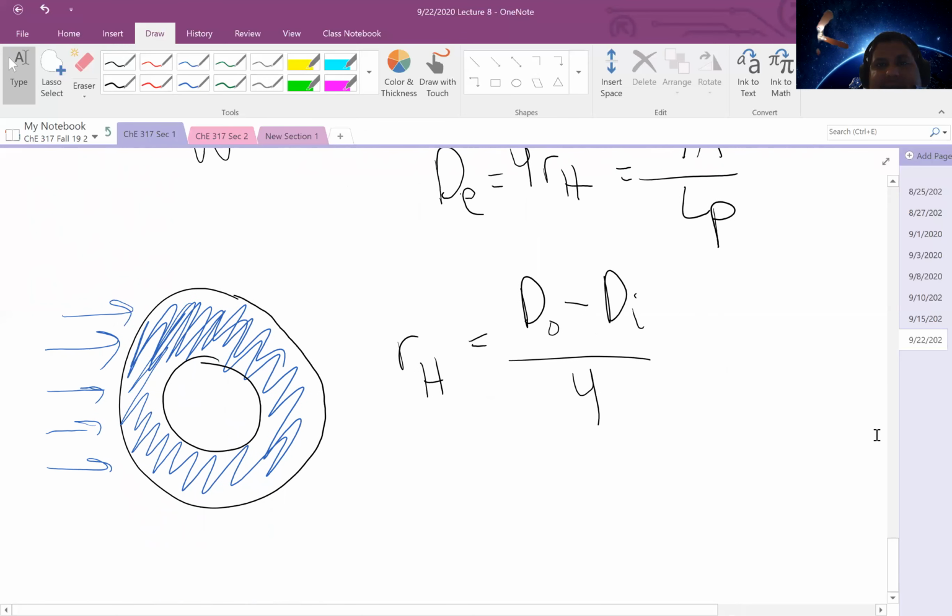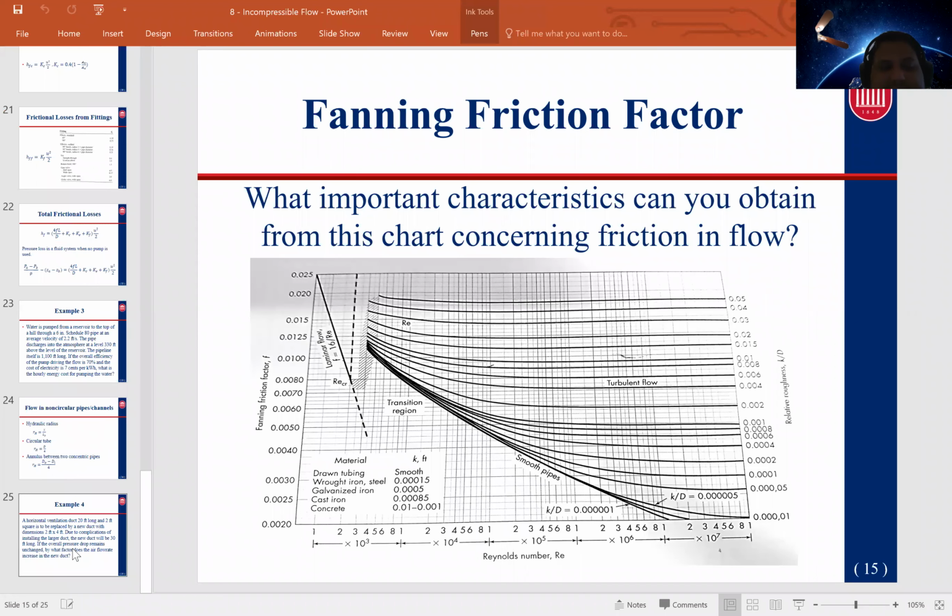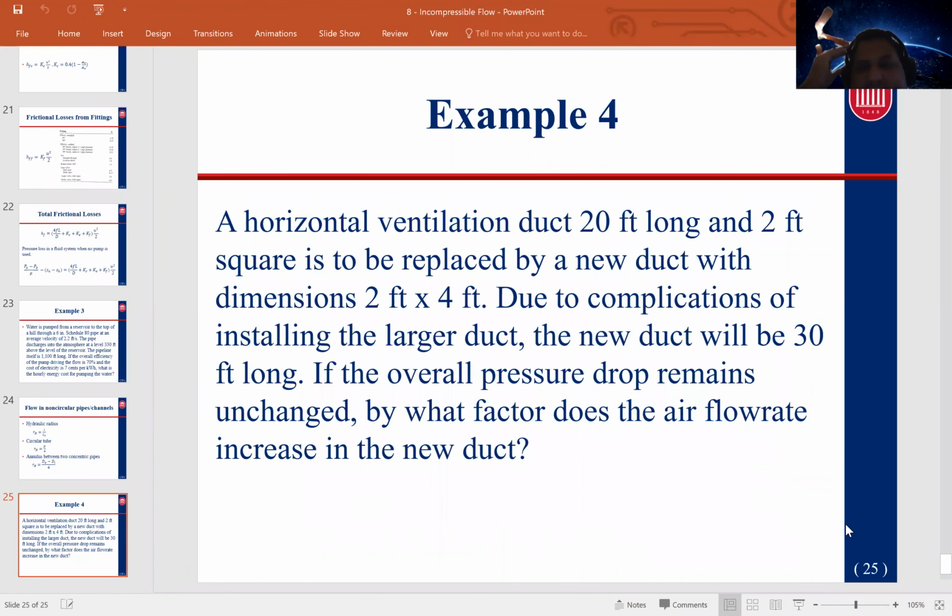So let's look at one example where we're considering the implications of flow through a non-circular system. In this example, we have a horizontal ventilation duct, 20 feet long and 2 feet square, to be replaced by a new duct with the dimensions of 2 feet by 4 feet. Due to complications of installing the larger duct, the new duct will end up being 30 feet long. If we can assume the overall pressure drop remains constant as compared to the old duct and the new duct, by what factor does the airflow rate increase in the new duct?